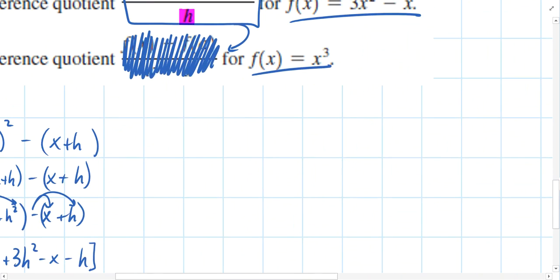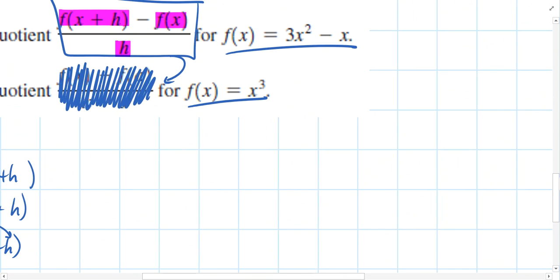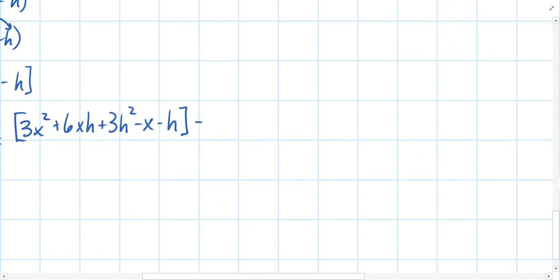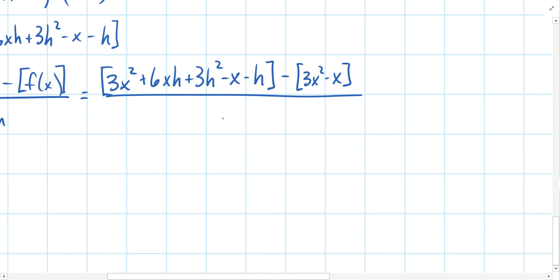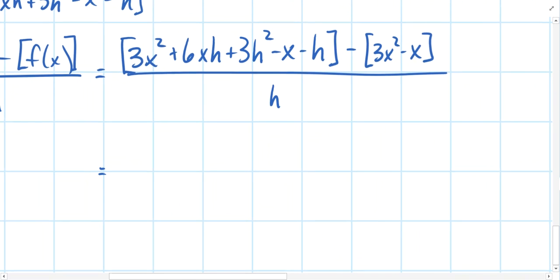Now, f of x was our original function, 3x squared minus x. Oops, 3x squared minus x. And in the denominator, we have just the expression h. So let's simplify. The difference quotient can be simplified, and this happens quite a lot. There are often going to be many terms that will cancel in this simplification process.